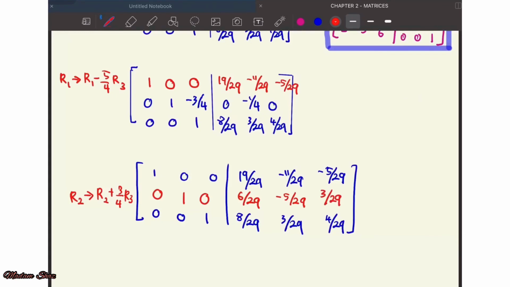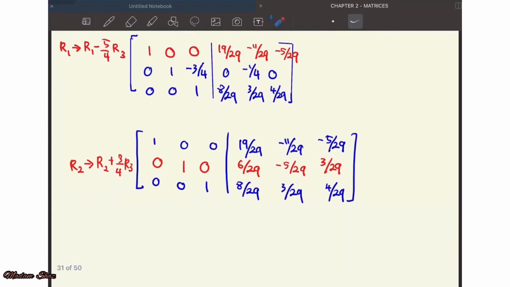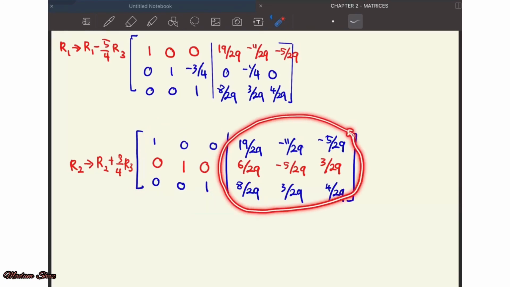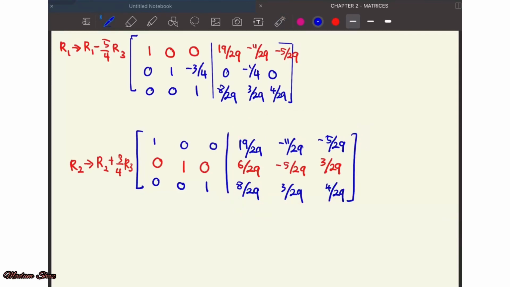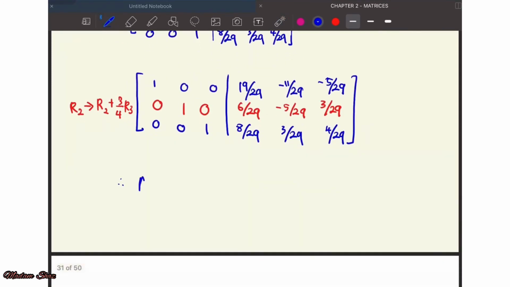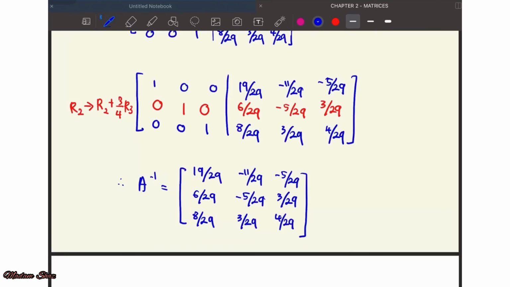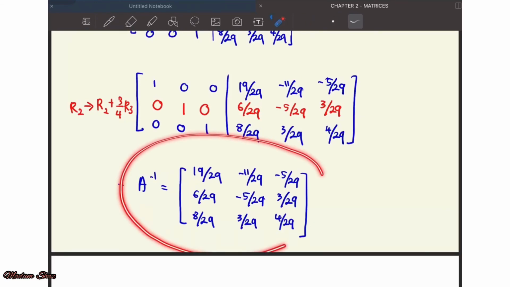Okay, as I mentioned before, after we have applied the ERO at the end of our steps, the identity matrix will appear on the left hand side and the inverse of the matrix A will appear on your right hand side. So as the conclusion, A inverse is equal to all of the elements on the right hand side. This is the answer for A inverse by using the ERO method.